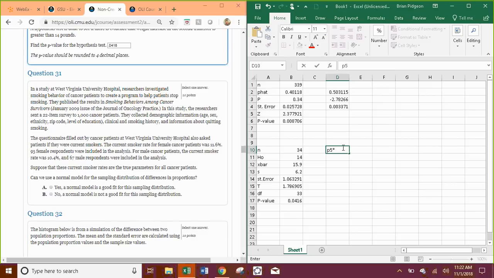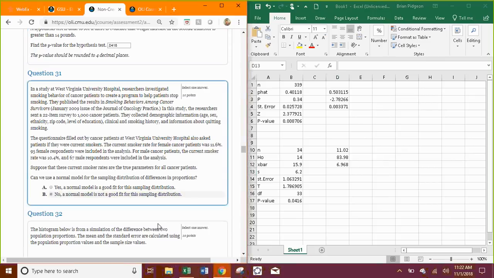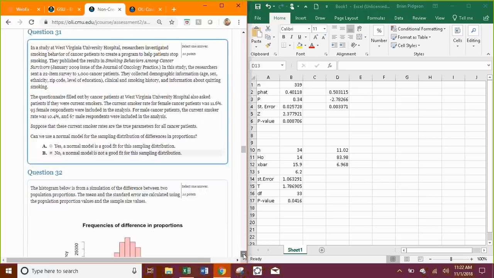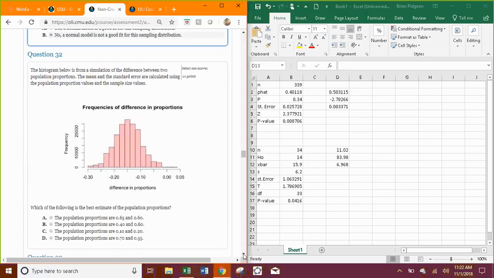So we have to check 4 different things. N times P for both groups. We're going to do it for the females first. So we're going to do 95 times 0.116. That's 11.02. Then we're going to do N times 1 minus P, 95 times 1 minus 0.116. So for the female group, it's good. Let's just check the males. 67 times 0.104. Nope. So a normal model is not good, because for the males, it's not at least 10.